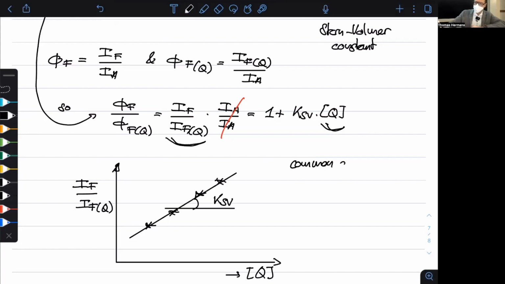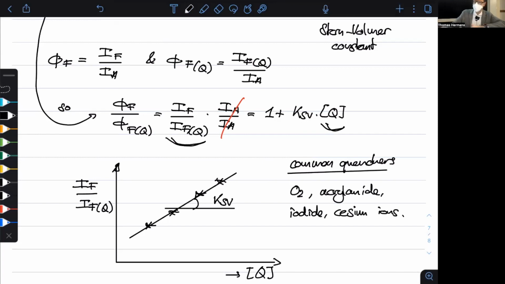So what are common quenchers? Like I said before, oxygen. Dissolved oxygen is the enemy of the photophysicist. Also acrylamide, iodide, and cesium ions. So typically when you do photophysical measurements like quantum yield determination, you absolutely don't want to have any oxygen in your solution because it will kill most of your fluorescence.